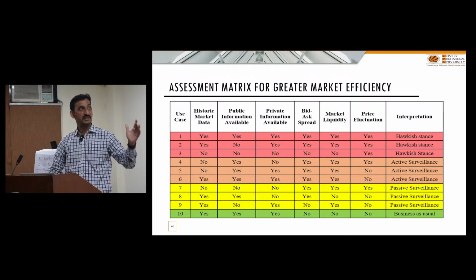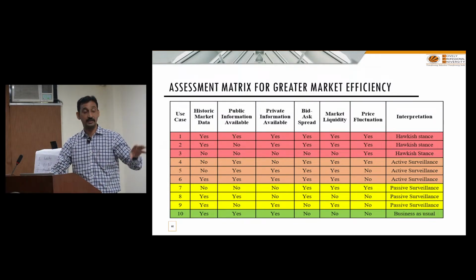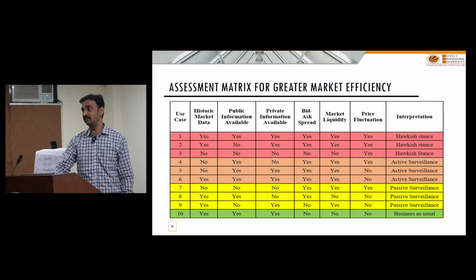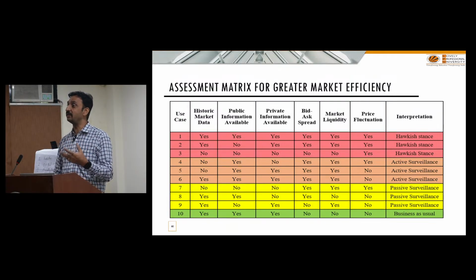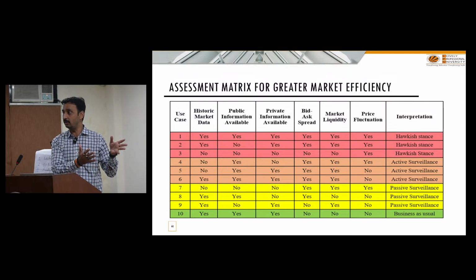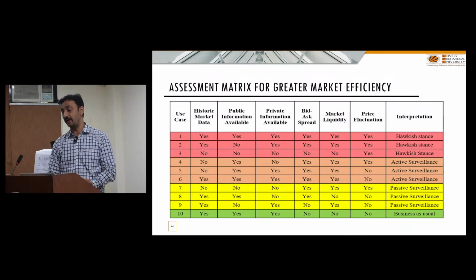So these are the categories through which a stock needs to go, based on the data set that we are identifying. And you can see use case number 10 is business as usual. In the Indian economy, the regulator is moving more towards preventive surveillance rather than reactive surveillance. That is the whole idea. That's what we are giving this instance to a regulator: try to move to preventive surveillance rather than getting into a reactive one.